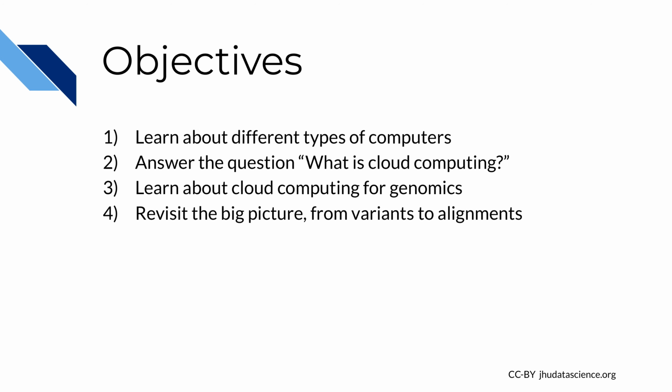This module has 4 objectives. First, we will learn a little more about different types of computers. Next, we will learn the information necessary to answer the question, what is cloud computing? After that, we will learn about how cloud computing can be applied when working with genomics data. Finally, we will revisit the big picture so we can understand how variants, alignments, and cloud computing all fit together.